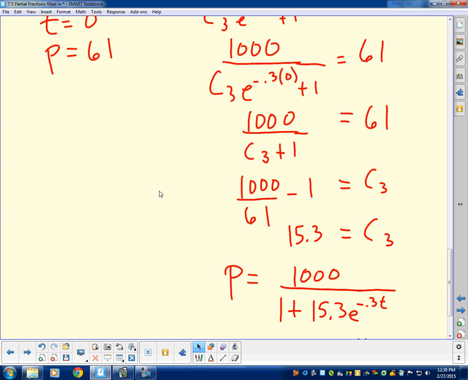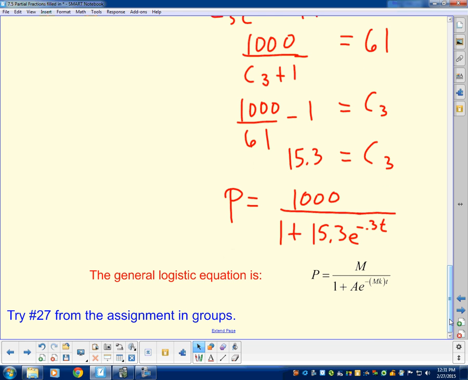The plus 1 is right over here. I just moved it over. I guess you could write it in either order, but this is the general form. I went ahead and commuted them so it would fit the general logistic equation, which is on the bottom here. The general logistic equation is P equals M over 1 plus A. Remember, M is the carrying capacity, 1,000.